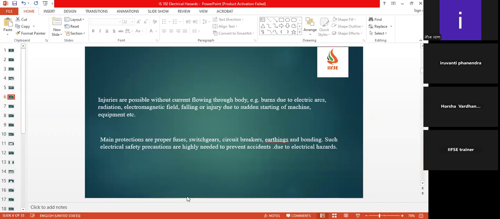And if you see some of the precautions, using proper fuses, switchgears, and circuit breakers, earthing, bonding, and such electrical safety precautions are highly needed to prevent the accidents due to electrical hazards. So when I say bonding, it is purely for static electricity.